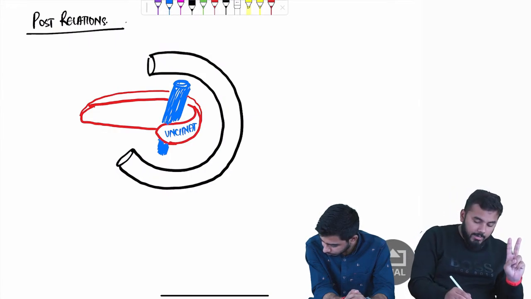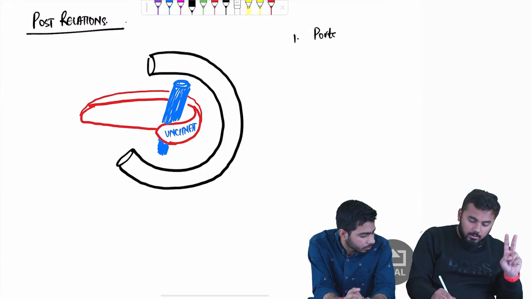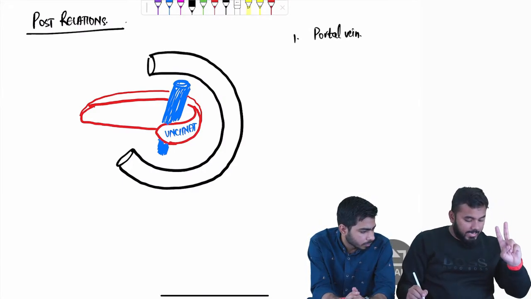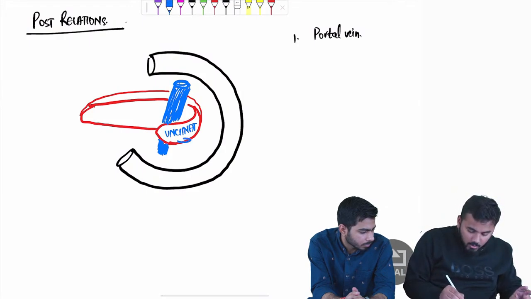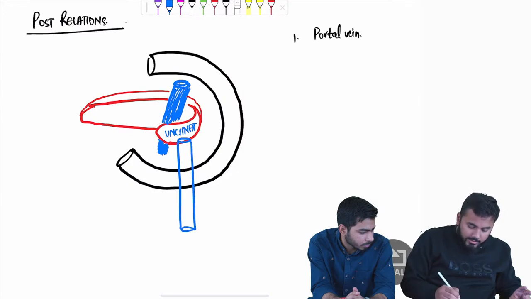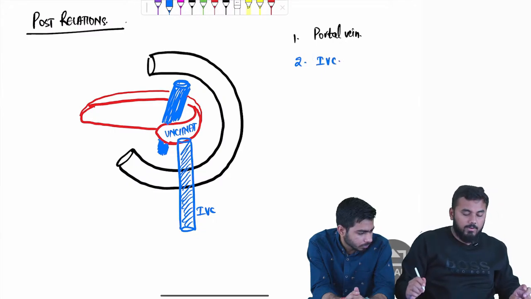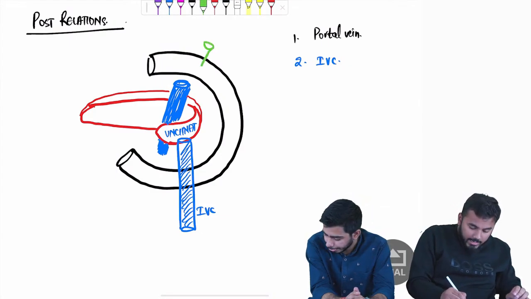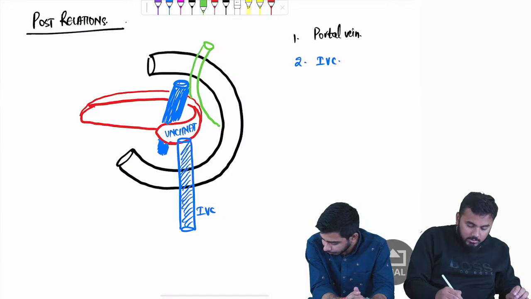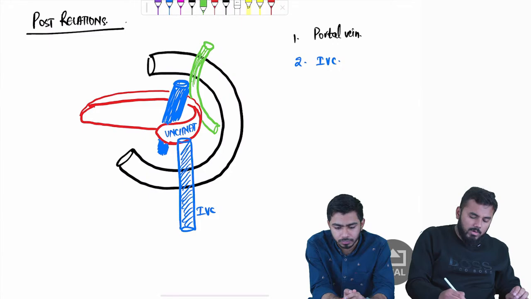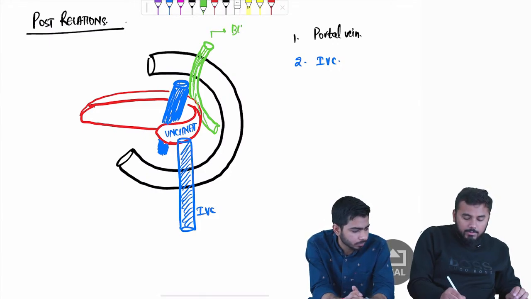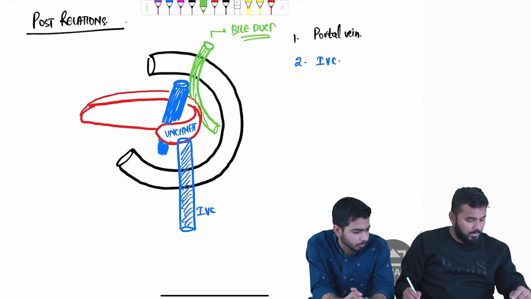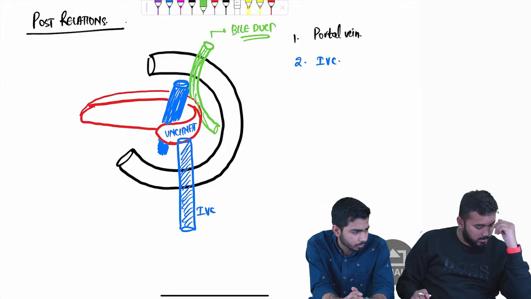Second important thing. So let me write it down. The first important thing is your portal vein. Okay. Second important thing is that there is a vein all the way here, which is going down like this. Now, this vein is called as inferior vena cava, as most of you already answered it, right? So this is called as inferior vena cava. Okay. And the last and the third one, here you have got a duct which is coming down all the way like this. This duct is called as bile duct. What is this duct called as? This duct is called as bile duct. Bile duct.